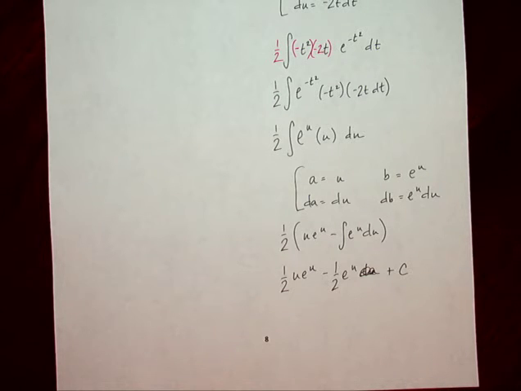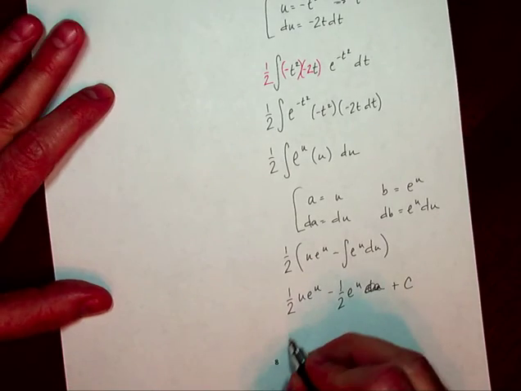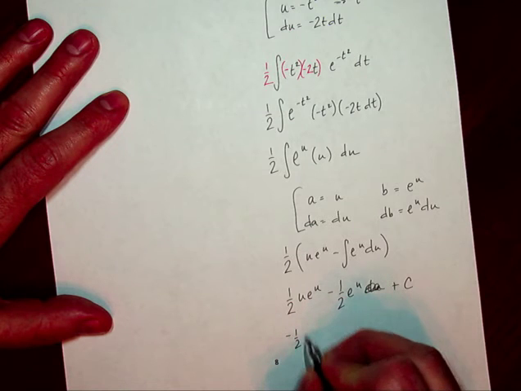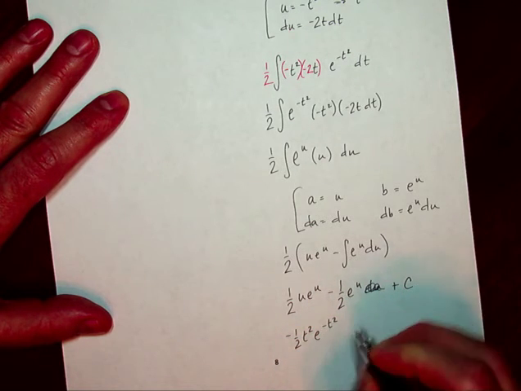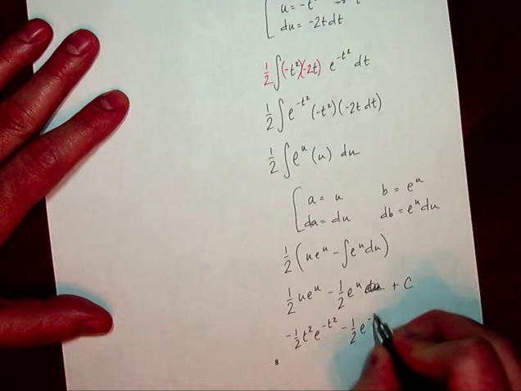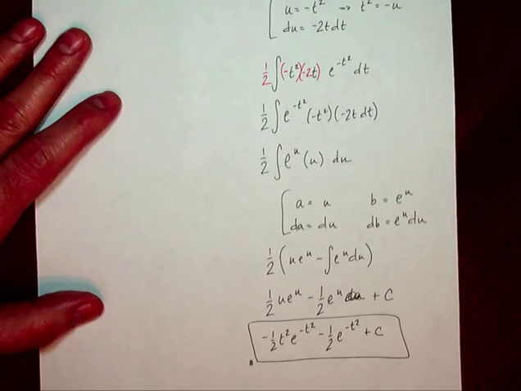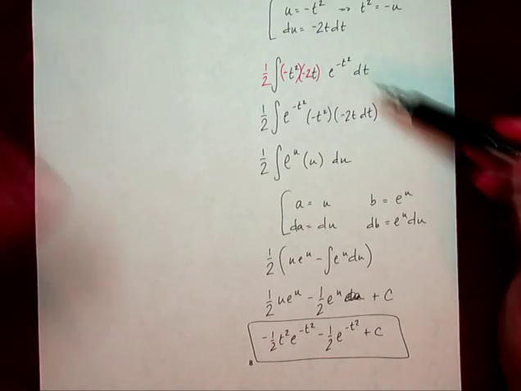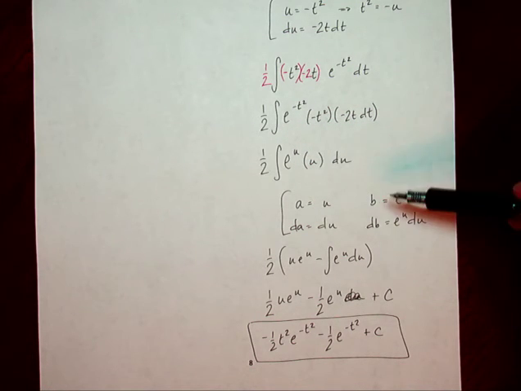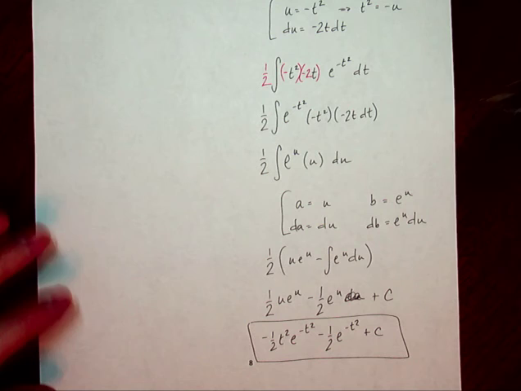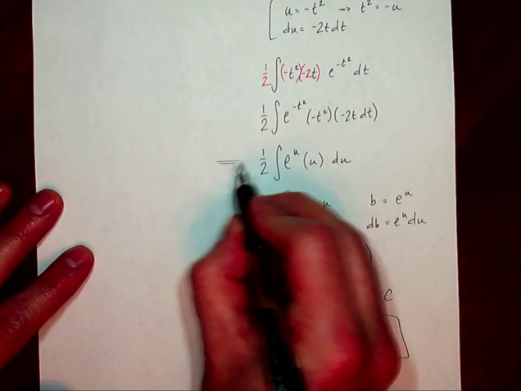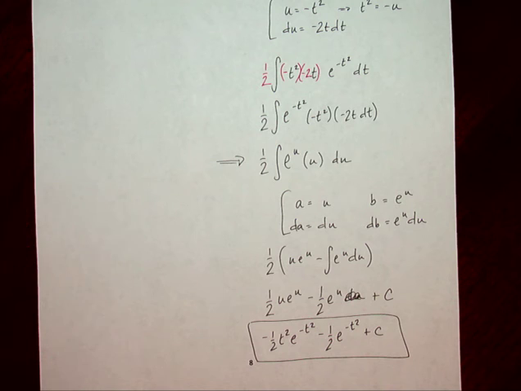Well, that u winds up being negative t squared, and so I'm going to get negative 1/2 t squared e to the negative t squared minus 1/2 e to the negative t squared plus c. And instead of doing parts and winding up with that residual integral that needed substitution, we actually needed the substitution to get us to here so we could recognize the fact that what we needed to do was use parts.